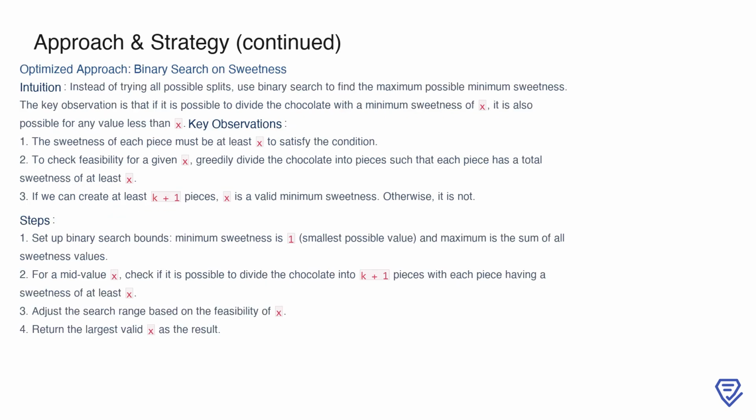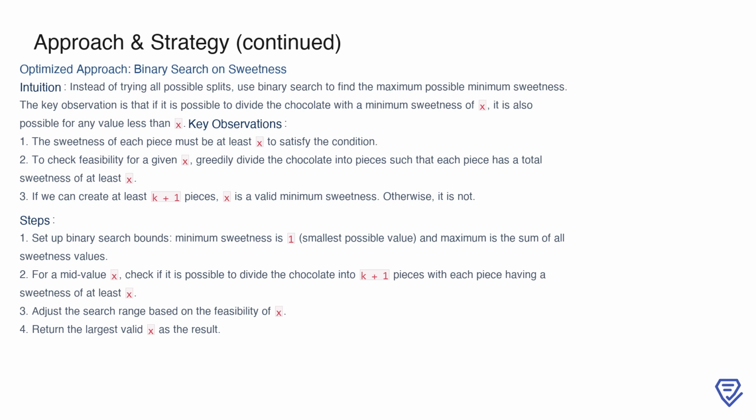Now let's explore the optimized approach, which uses binary search on sweetness to significantly improve efficiency. The intuition here is that instead of trying every possible split, we use binary search to directly find the maximum possible minimum sweetness. This is based on the key observation that if it's possible to divide the chocolate into k plus 1 pieces with a minimum sweetness of x, then it's also possible for all values less than x.